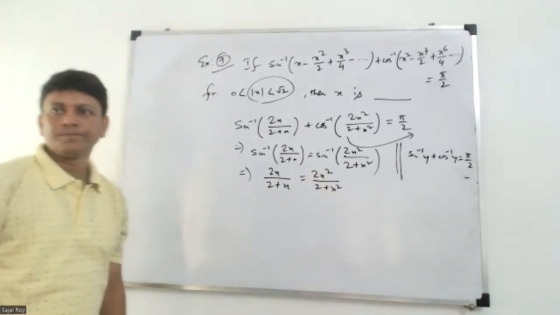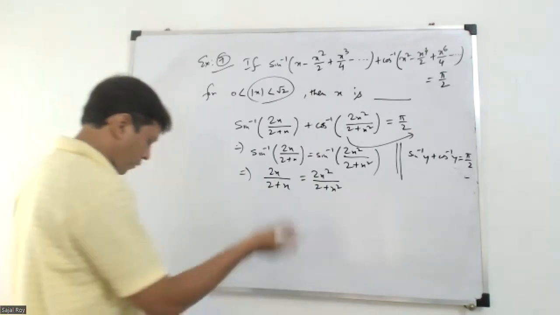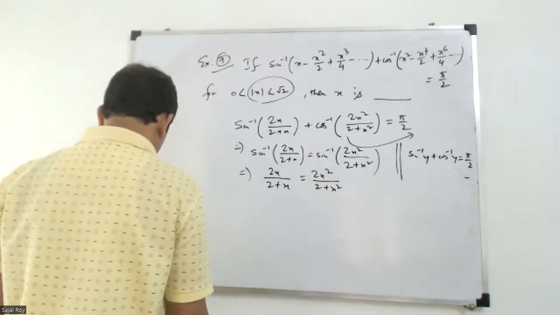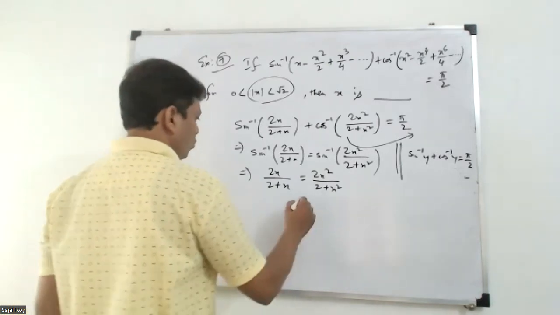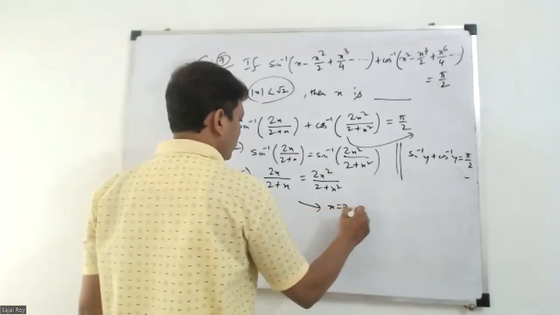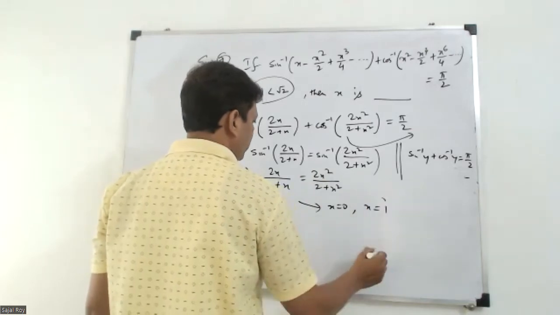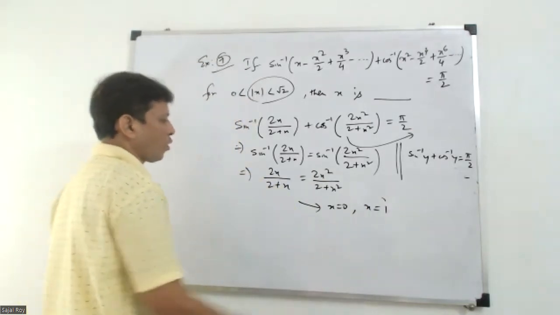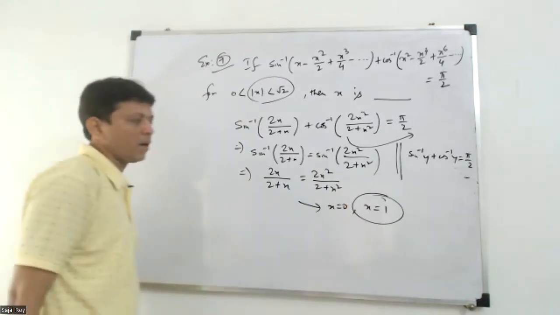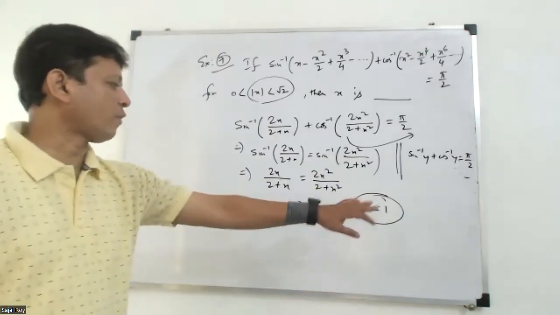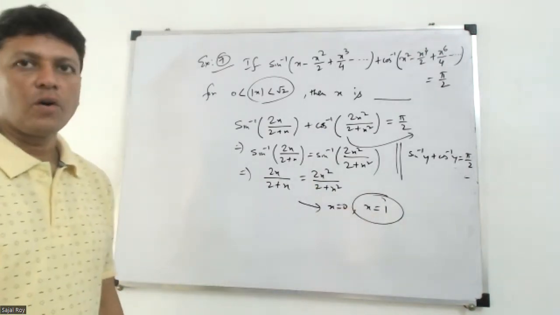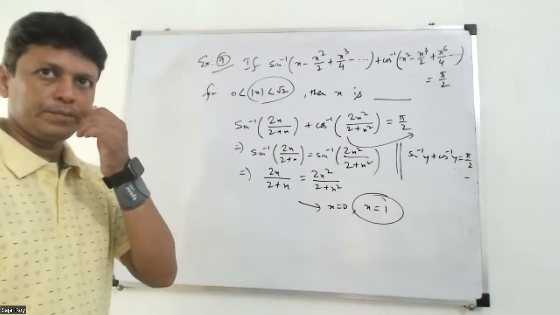If you simplify, you will get two answers actually. One is x equal to 0, another is x equal to 1. So x equal to 0 is not possible, so x equal to 1 is the answer to this question. Just simplify, you will get two values of x. One is 0, another one is 1.